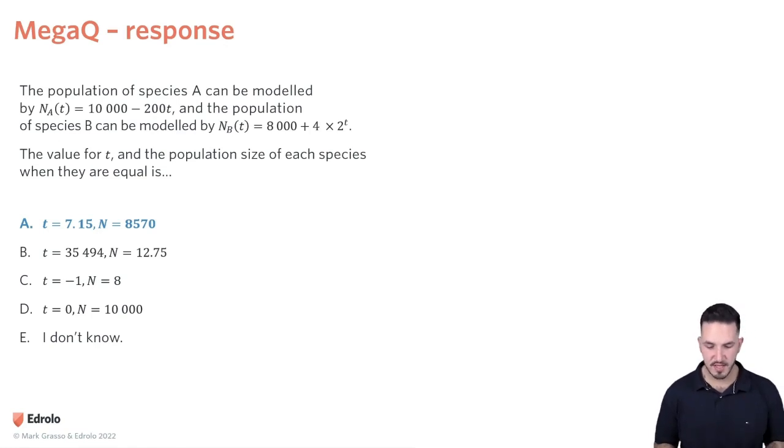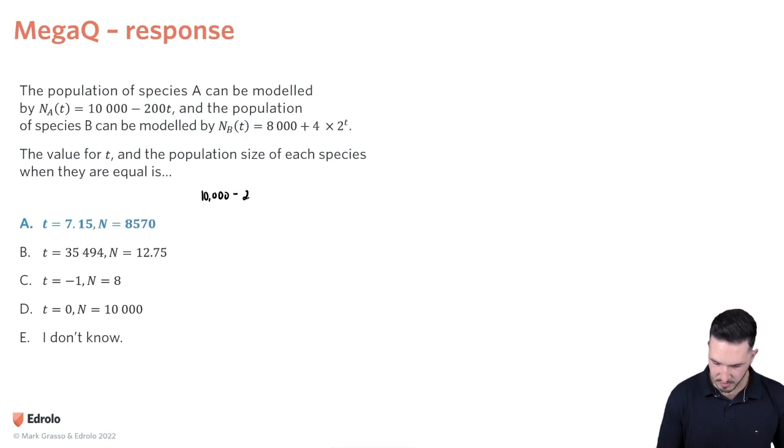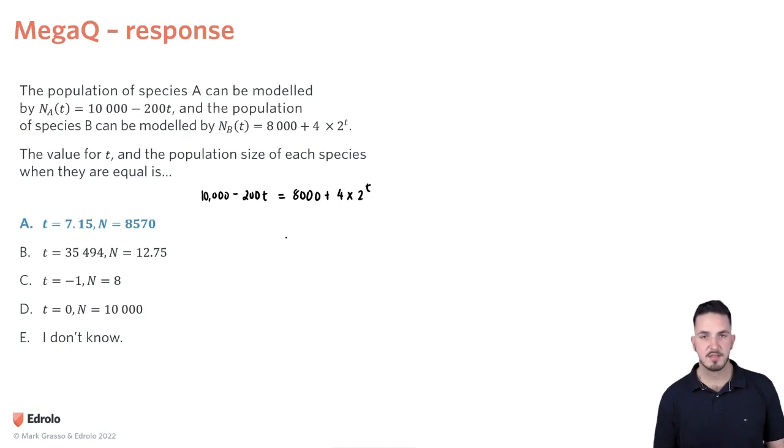So in this instance, we have a linear equation and an exponential equation. We want to find when they are equal. So that is, we're going to set up a simultaneous equation. Okay, so we're going to have 10,000 minus 200t is equal to 8,000 plus 4 times 2 to the t. Okay, so again, in this instance, we could put this directly into our CAS, but let's show a little bit of working out first.